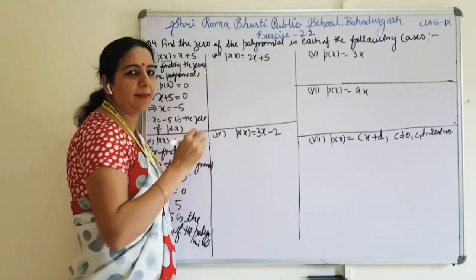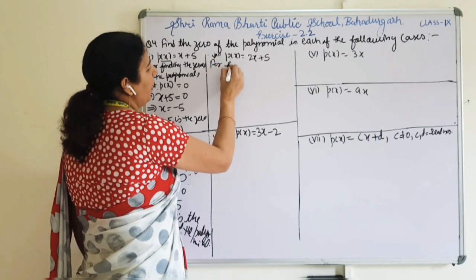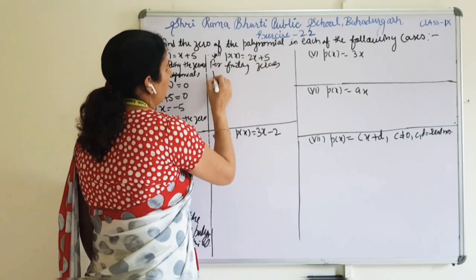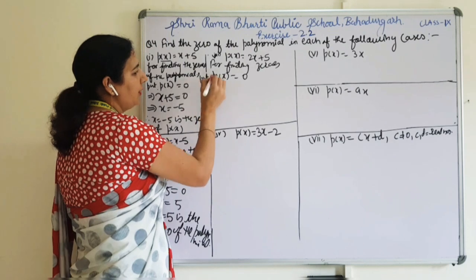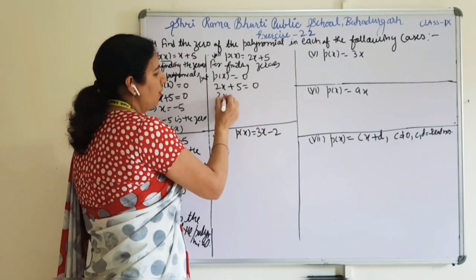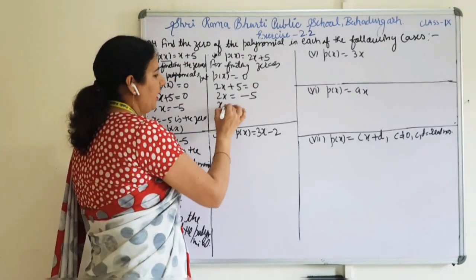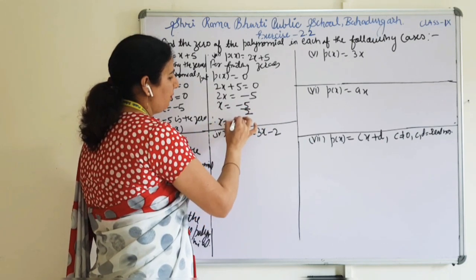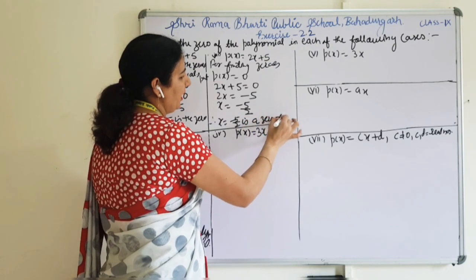Again, for finding zeros, put Px is equal to 0. 2x plus 5 is equal to 0. 2x is equal to minus 5, since when we shift the 5 it becomes minus 5. x is equal to minus 5 upon 2. Therefore, x is equal to minus 5 upon 2 is a 0 of Px.